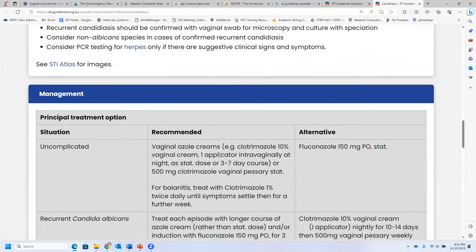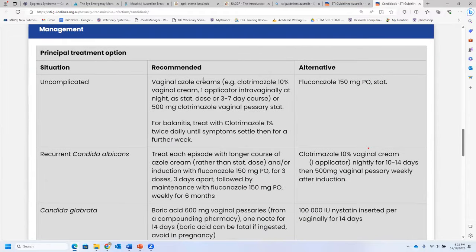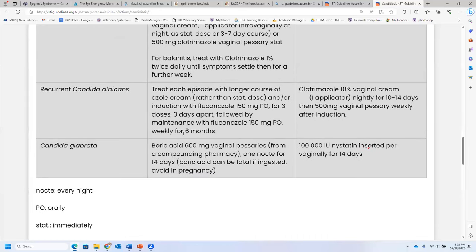Management: if it is an uncomplicated one, we can give the patient azole creams. If it's recurrent, then we give azole cream and also treat with fluconazole 150 milligrams for three doses, 3 days apart, followed by a maintenance dose of fluconazole weekly for 6 months. So we give a course of 150 milligrams orally, and then every week for 6 months for the recurrent one.